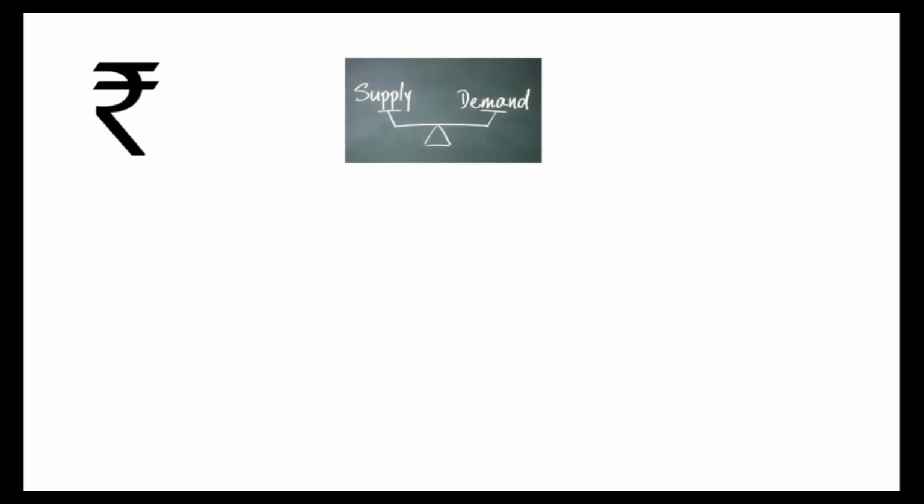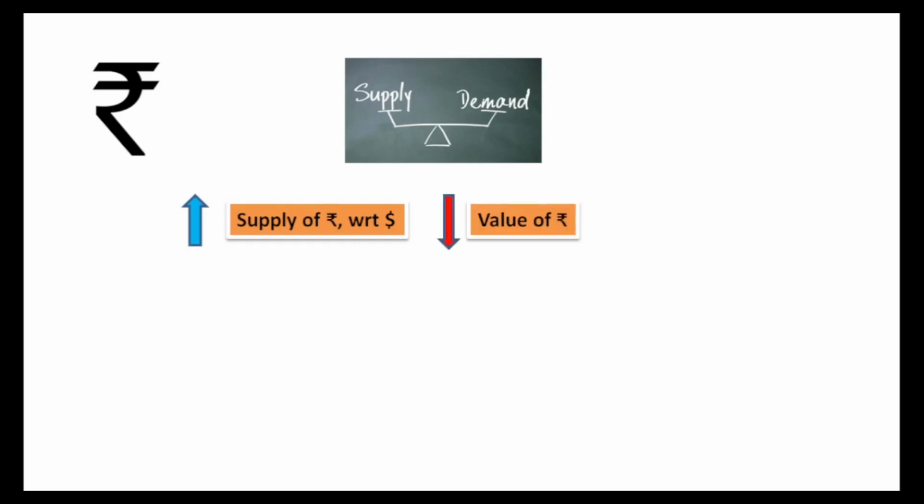How does the value of rupee depreciate? In exchange rate, the value of any currency is relative with respect to another currency. And here it is based on the mechanism of demand and supply. So what happens? If the supply of rupee increases with respect to the supply of dollar, the value of rupee falls because as compared to the dollars, there are more rupees available in the market.